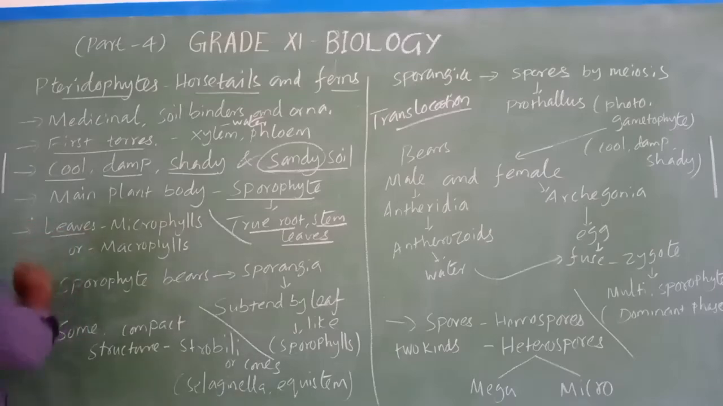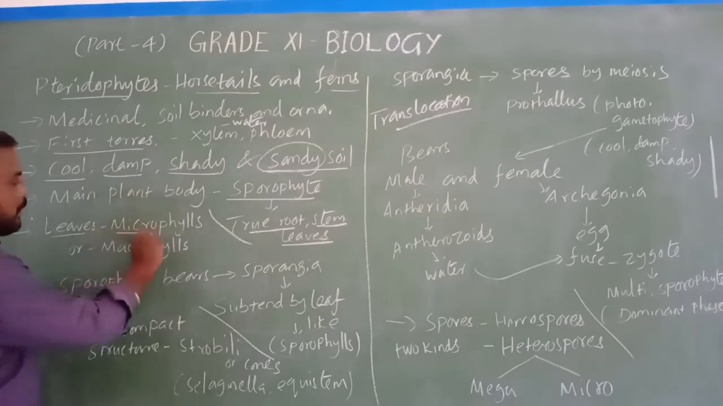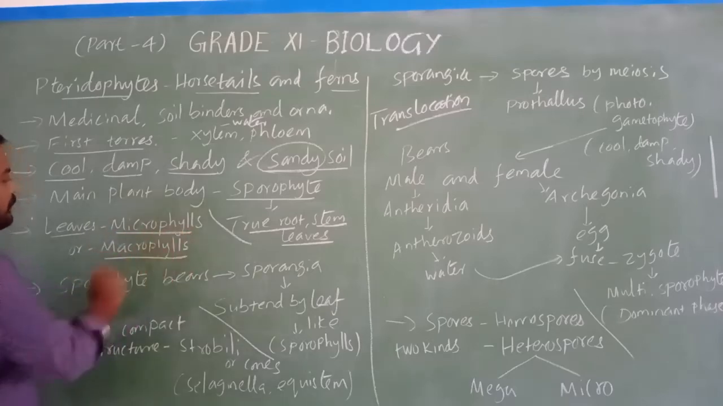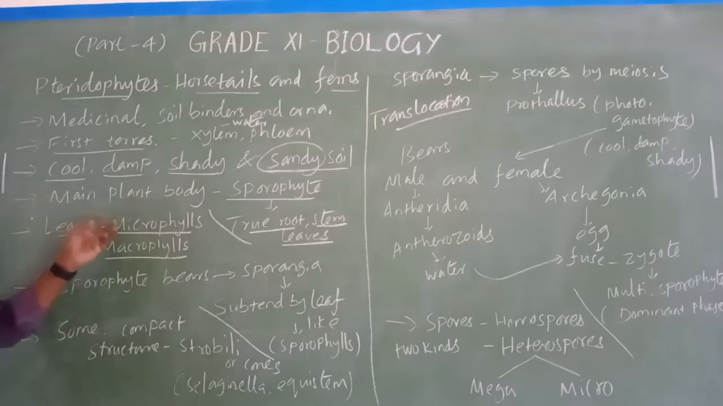Leaves, we have two types: microphylls or macrophylls. The pteridophytes consist of microphylls or macrophylls. Microphylls mean small leaves. Macrophylls mean the largest ones. Both of them are leaves. So small leaves are called microphylls, and big ones are called macrophylls.